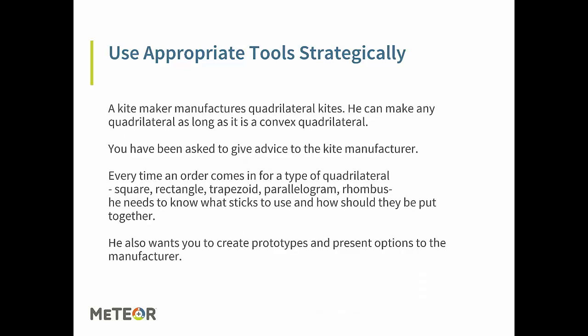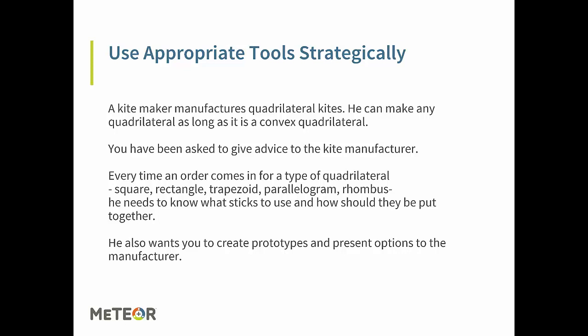This is another example of a high school math geometry problem. A kite maker manufactures quadrilateral kites. He can make any quadrilateral as long as it is a convex quadrilateral. You have been asked to give advice to the kite manufacturer.